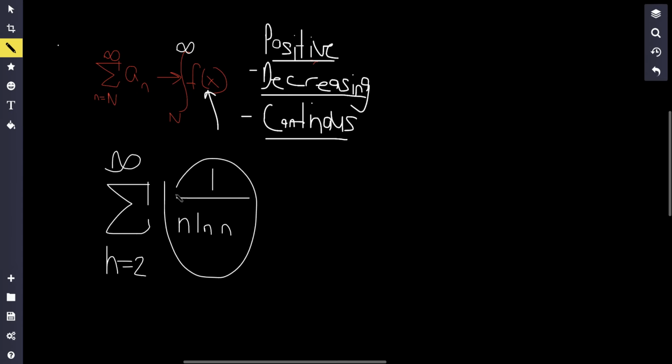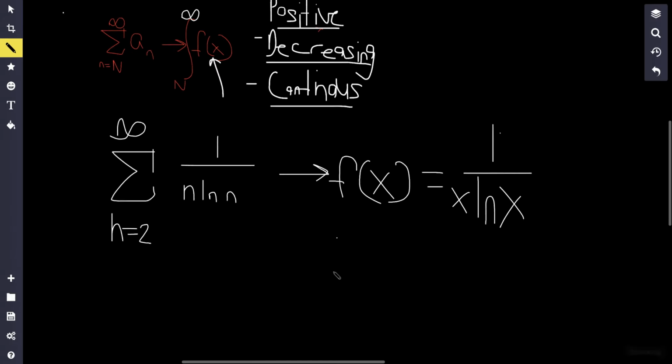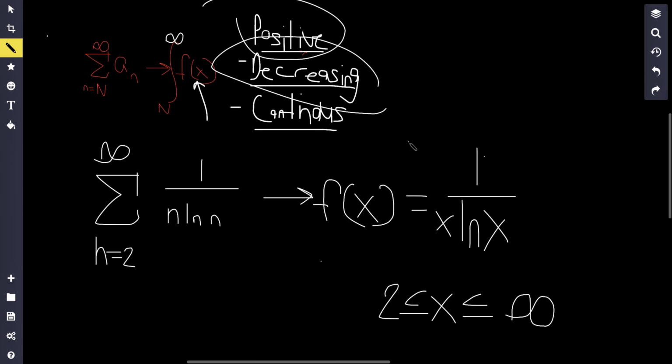First of all, I want to convert this into a function. Let's convert this into f of x equals 1 over, and then replace all the n's with x's, so x ln of x. Now, we want this to be from 2 to infinity. So we have to ask ourselves, when our x value is from 2 to infinity, is our function positive, decreasing, and continuous? If it meets all three of these criteria, then we can use the integral test. Now, is our function positive from 2 to infinity?